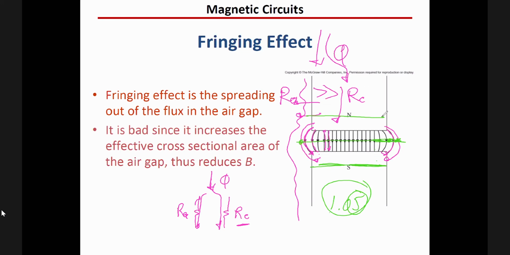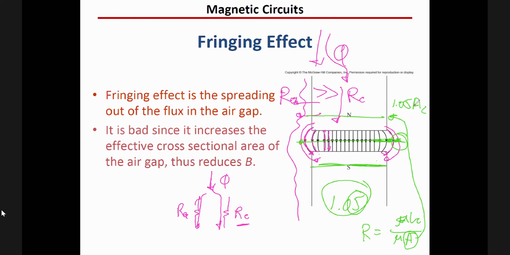So when you calculate, for example, the air gap reluctance, what are you going to say? R equals l over mu A. This A for the air gap will be what? Some percentage multiplied by the cross-sectional area of the core. Yes, the percentage 1.05, 1.10, etc., multiplied by the core area.